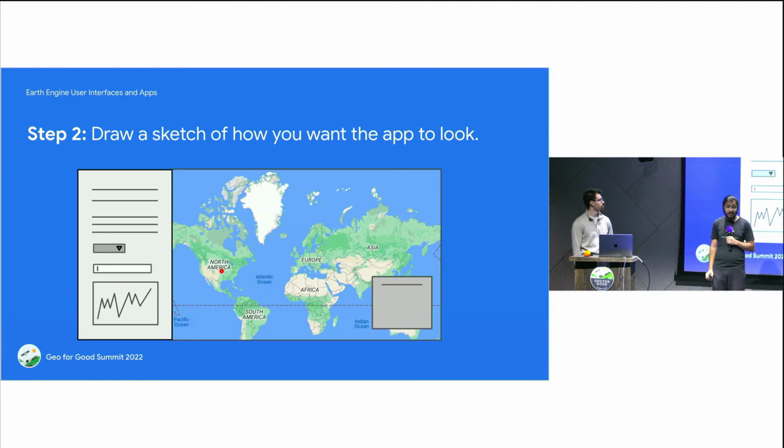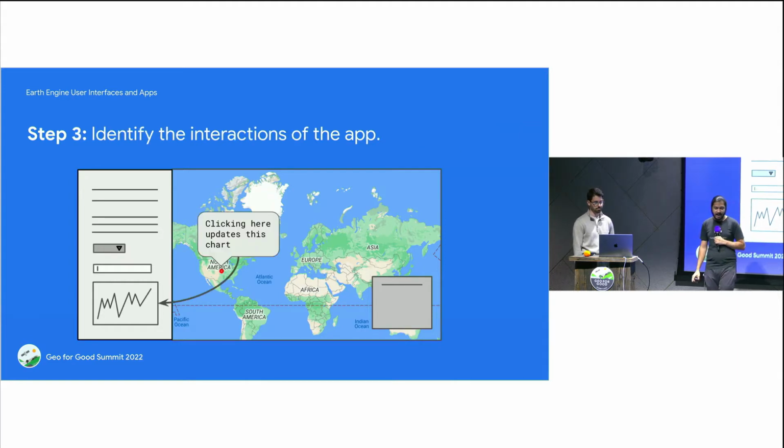Step 2. Draw a sketch of how you want the app to look. I usually like to use slides, and I'll draw some boxes, maybe some filler text, and just get a feel for what the layout is going to be like. And then step 3, identify the interactions of the app. So when the user clicks here on the map, I'm going to update this chart over here.